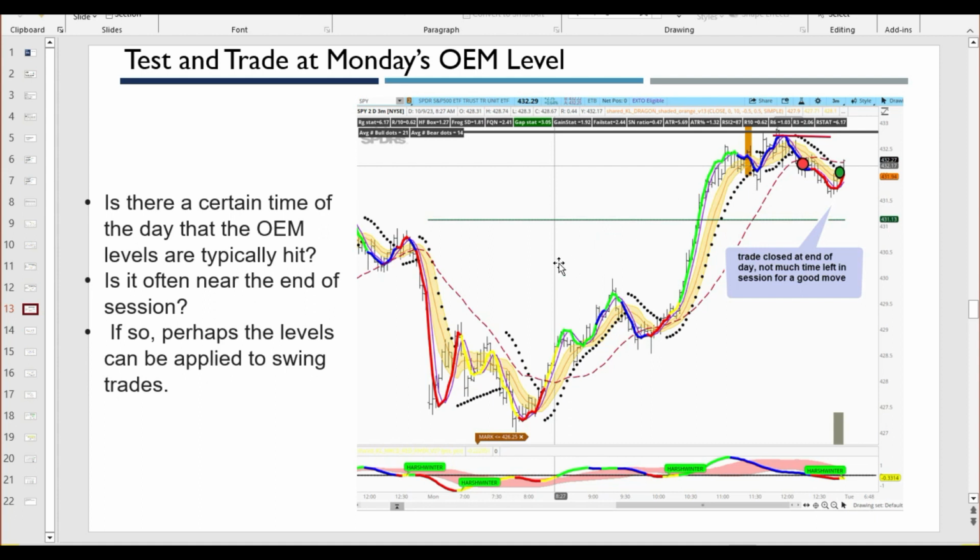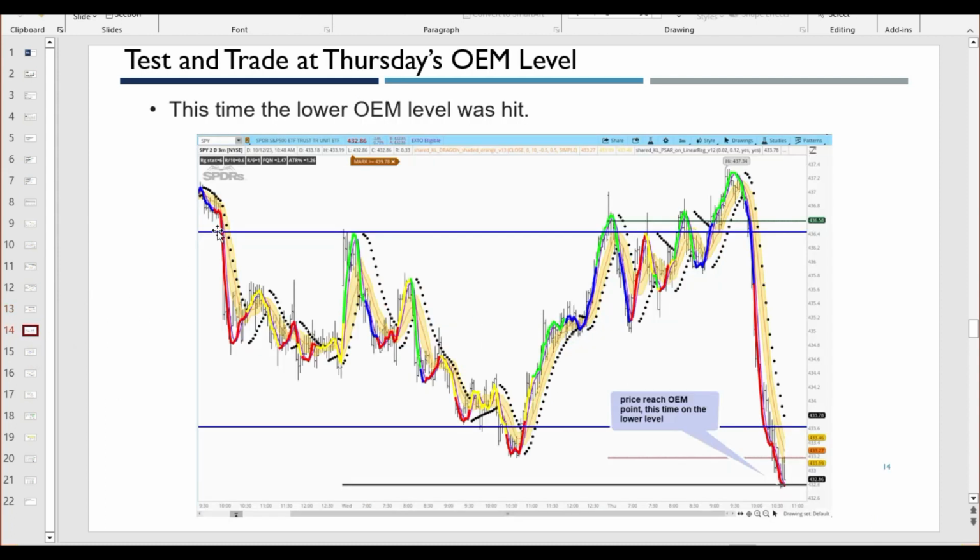We started to see, is there a certain time of day that these OEM levels are typically hit? Is it often near the end of the sessions? And if it is near the end of the sessions, perhaps there's levels that can be applied to swing trades, which give more time than the intraday trades that won't have much time left, since they're usually hit at the end of the sessions.